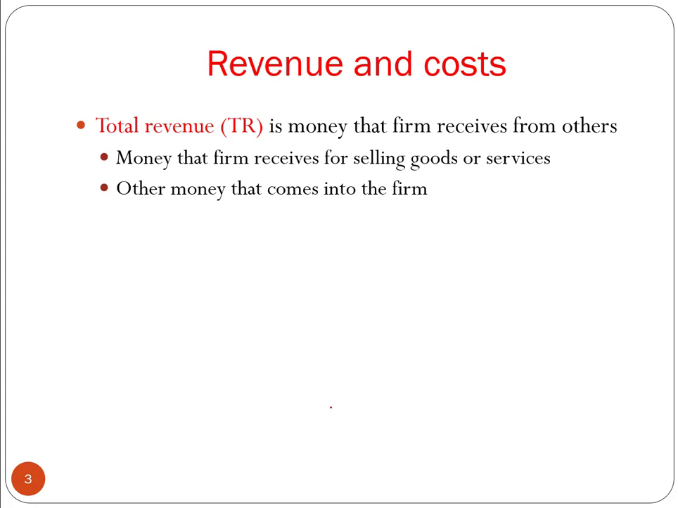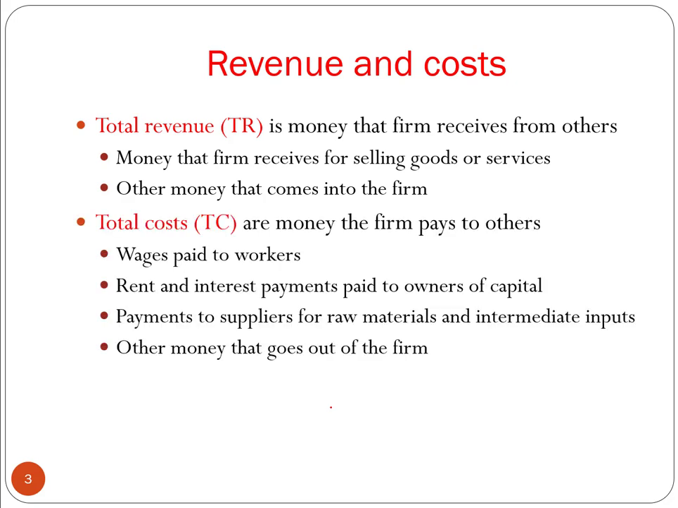So the question now, of course, is, well, what's total revenue and what's total costs? So total revenue is the money that firms receive from others outside the firm. So money that's coming into the firm, and the way we'd think about this is money, for example, for selling goods and services, and that's basically how we're going to think about revenue in our simplified model of the firm. It's just the money you get from selling goods or services. It also would include other money that comes into the firm, but we're not thinking about this at the moment. We're going to focus on this money from selling goods and services.